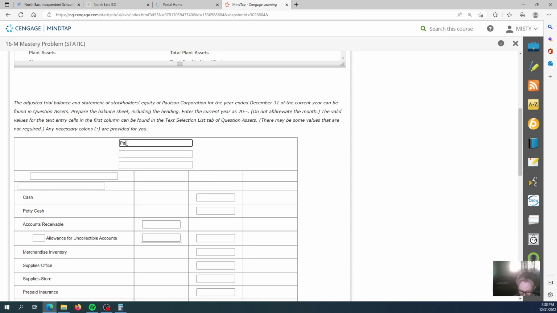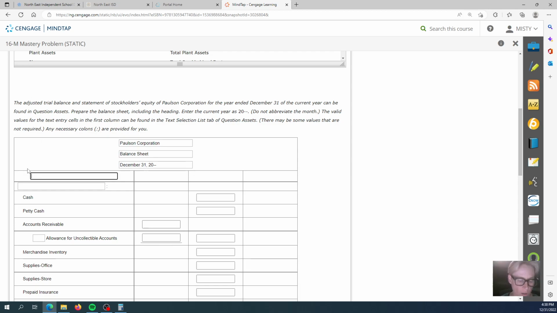Right, Paulson Corporation. And this is a balance sheet. And a balance sheet, right, is a snapshot. Okay, so this is our little snapshot for December 31st, 20 dash dash. All right.